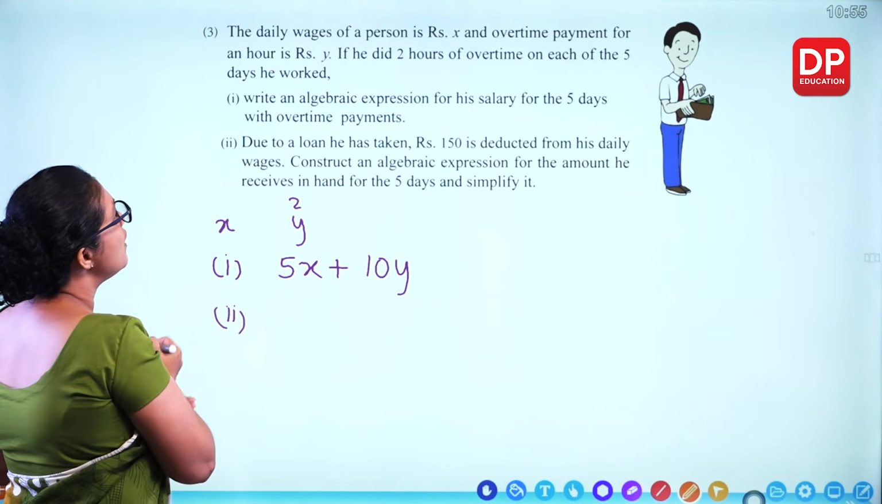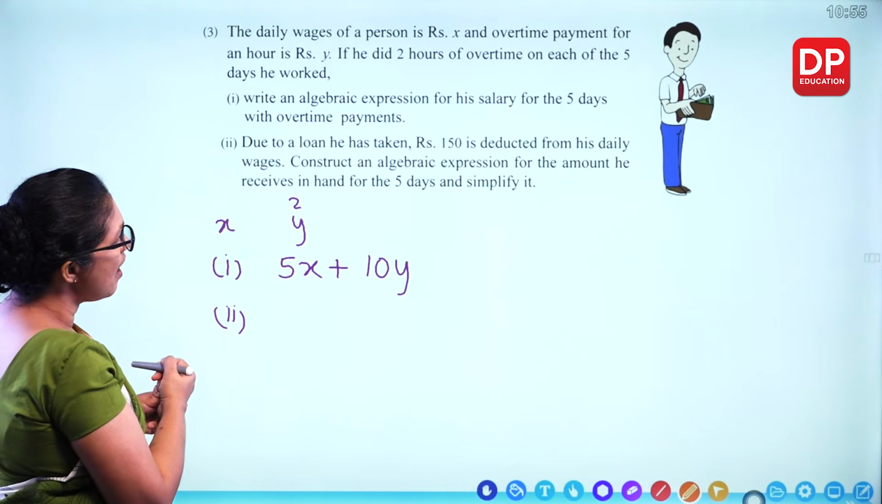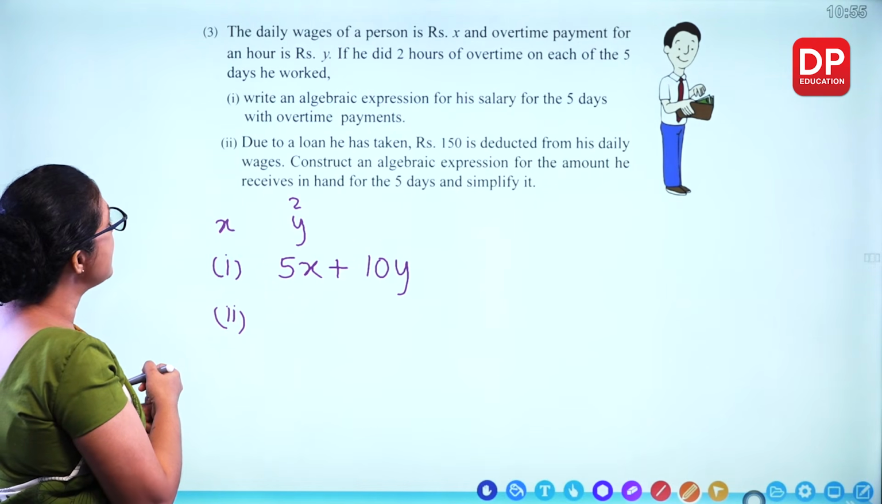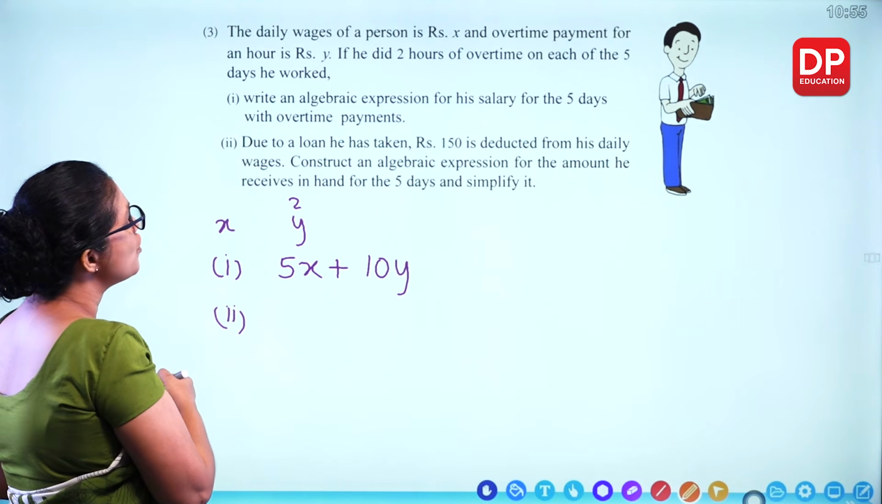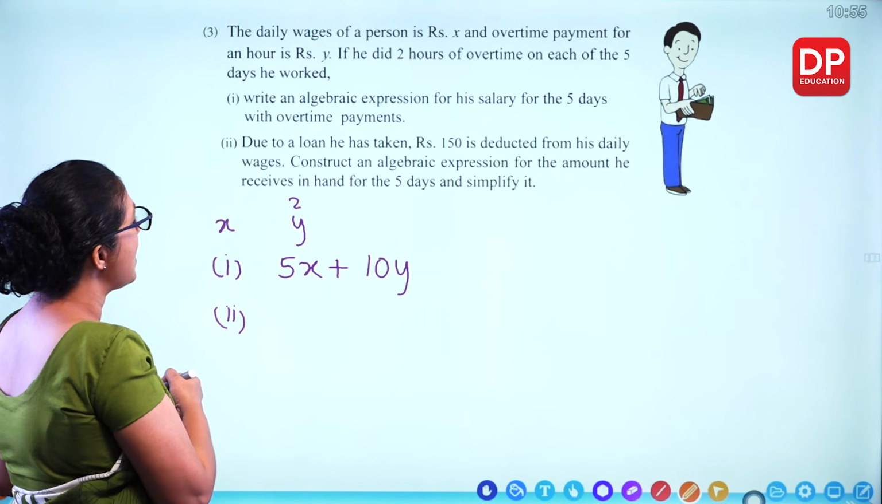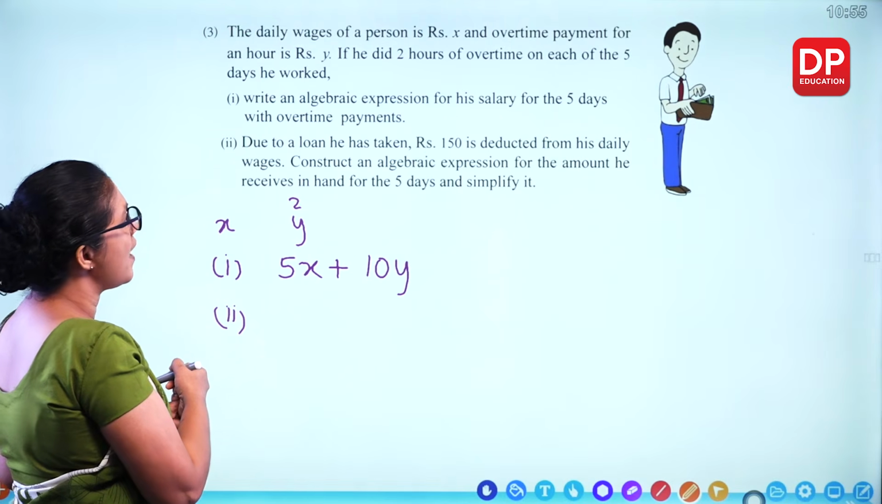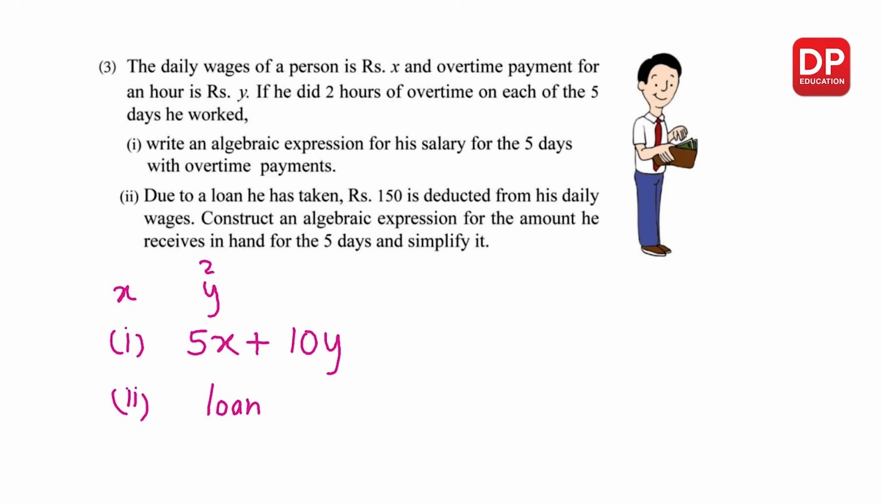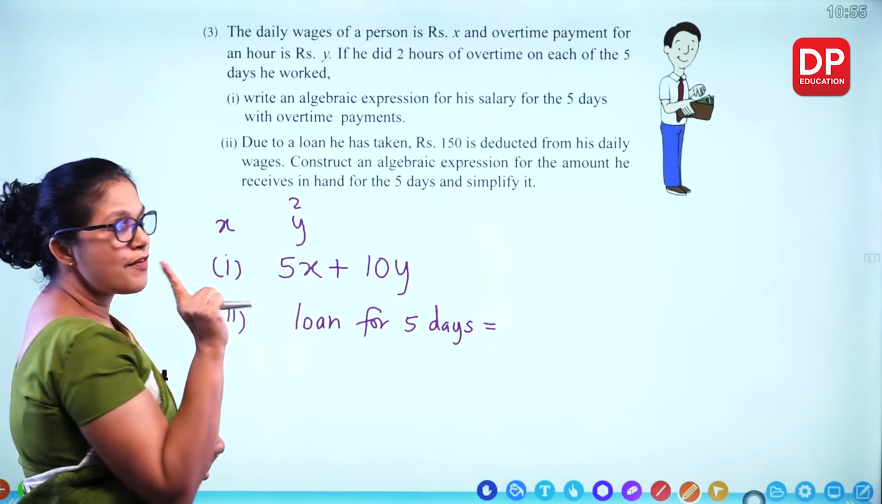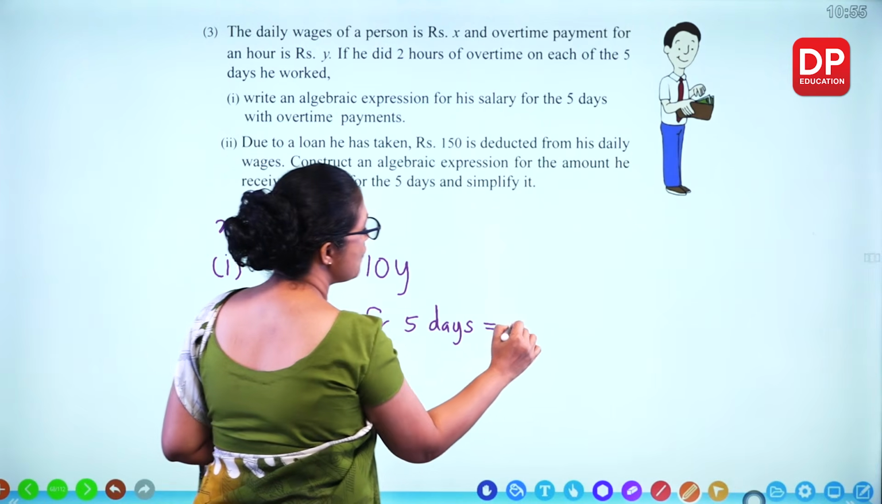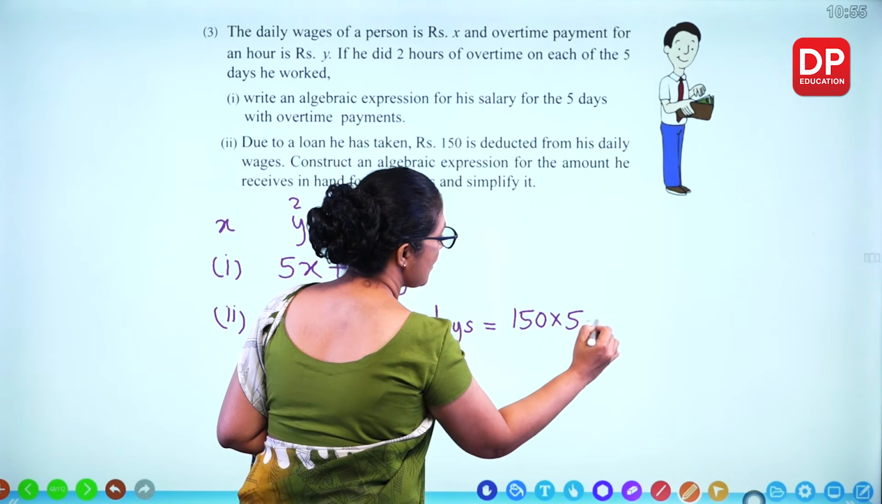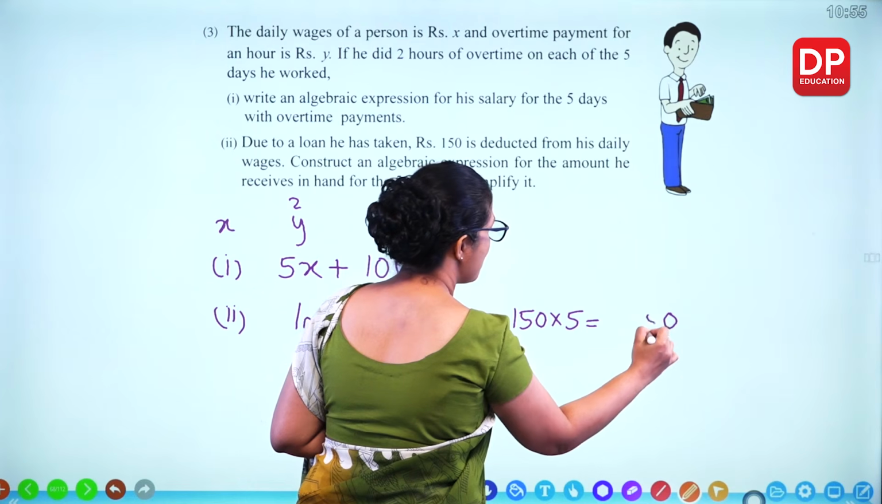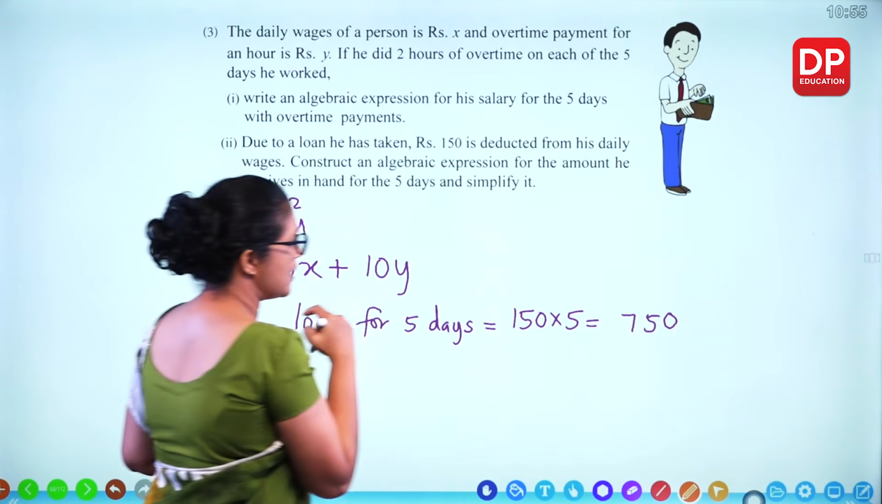Part 2, due to the loan he has taken, 150 is deducted from his daily wages. Construct an algebraic expression for the amount he receives in hand for the 5 days and simplify it. So, what's the amount of loan for 5 days? Every day 150 rupees. So, 5 days, 150 times 5. What's that? 5 times 0, 0, 5 times 5, 25, 750 rupees.